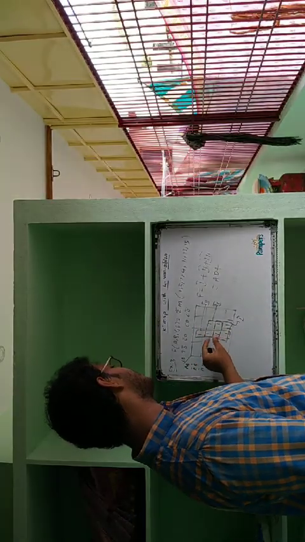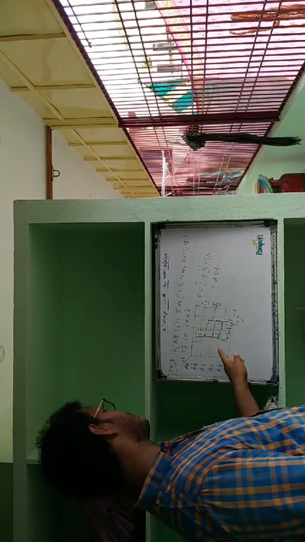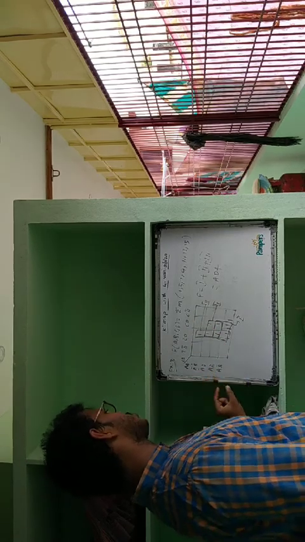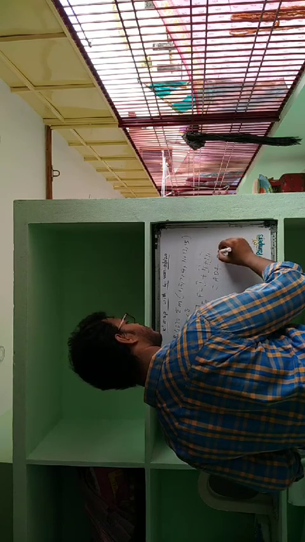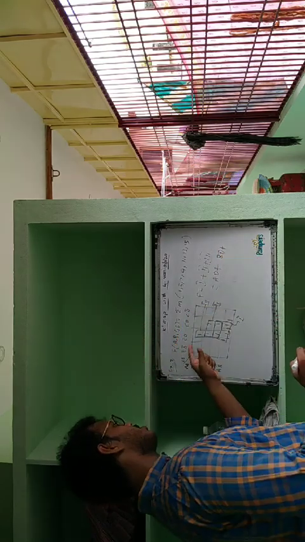So if you see the second one, D is not changing, B is not changing. B. In the third column, C bar.